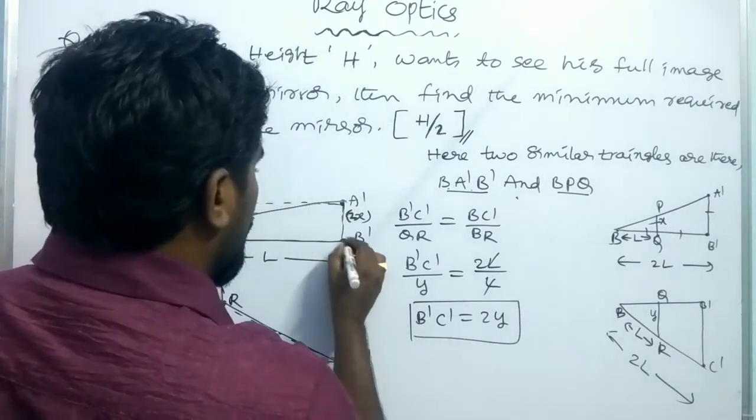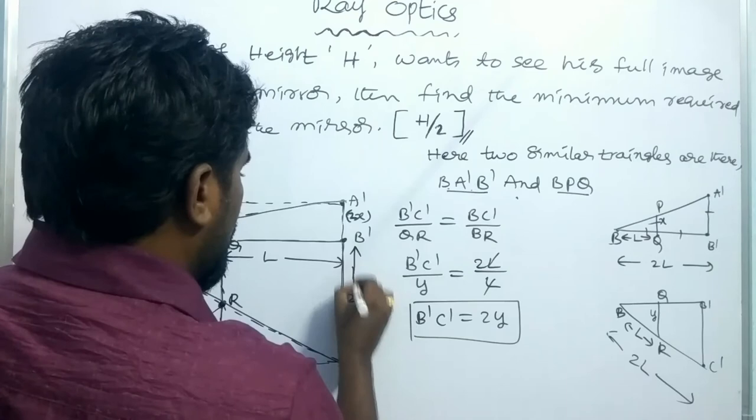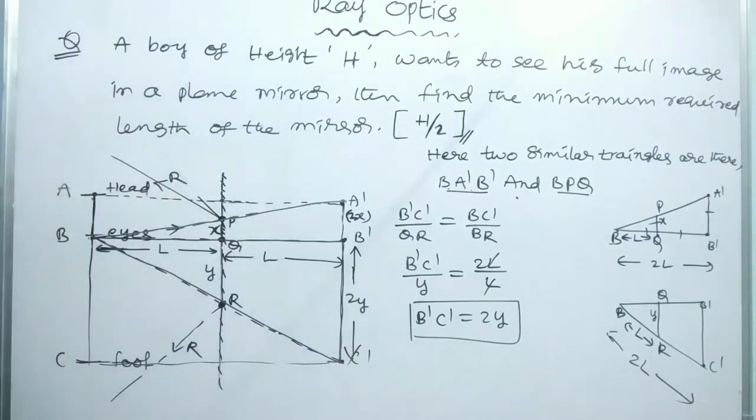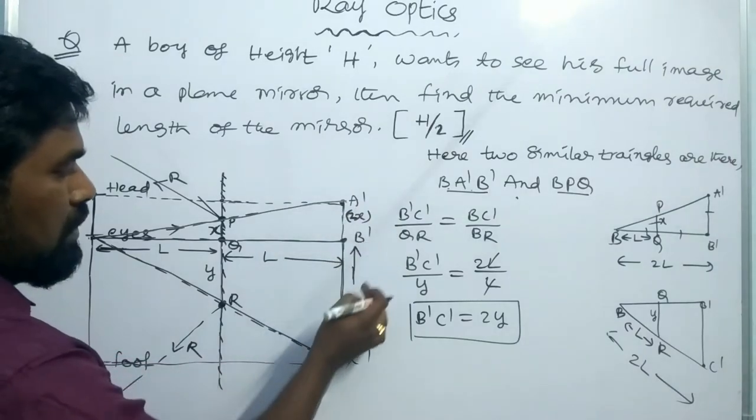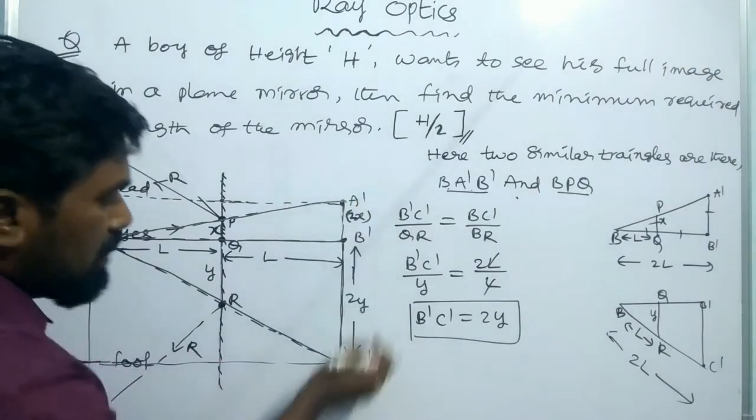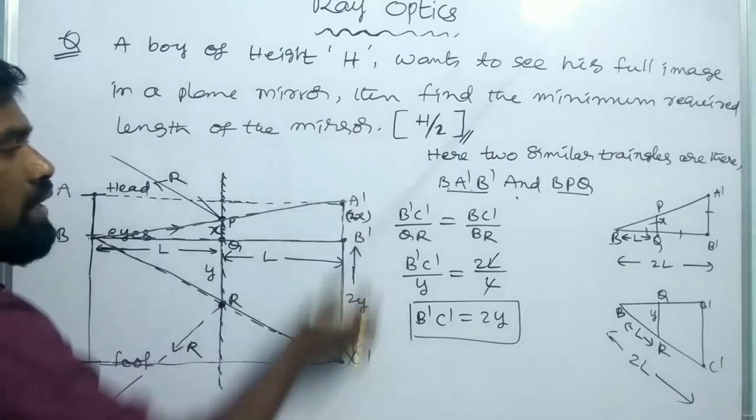It is the 2Y here, from this one to this one. Okay, so what is this? A dash, B dash, B dash, C dash. This is the A dash to C dash. This is the size of the image.